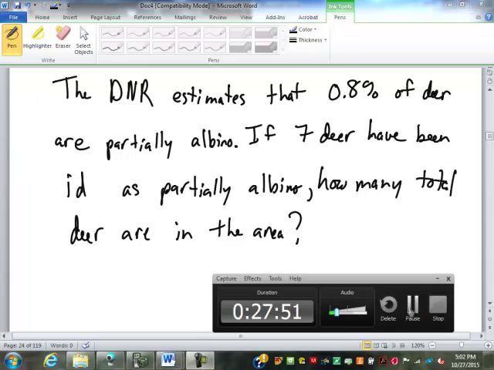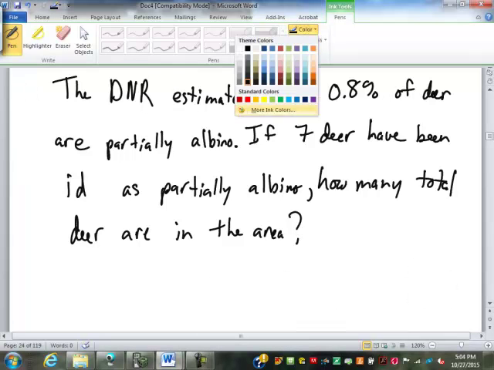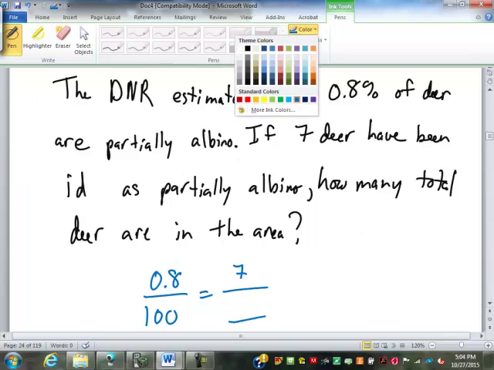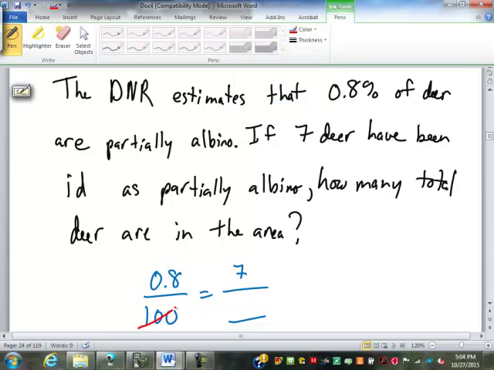So again, tell me how to set it up. 0.8 over 100, okay? Then what? 7 over blank, good. So we're going to cross multiply. 100 times 7 is 700, divided by 0.8, which is going to give us 875. Very good. How many have got 875? Beautiful.